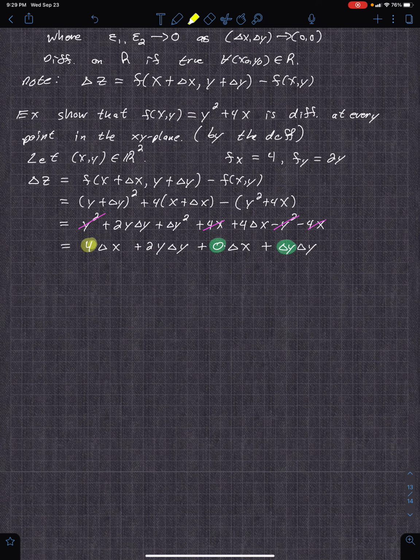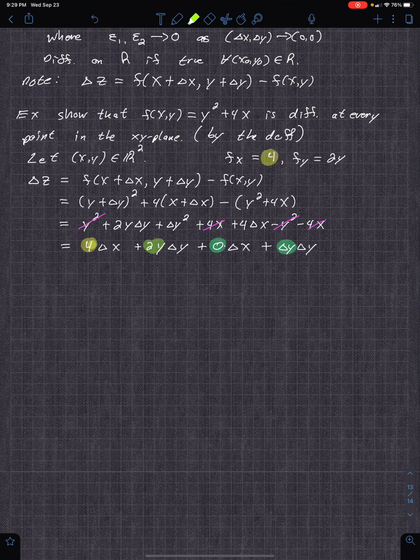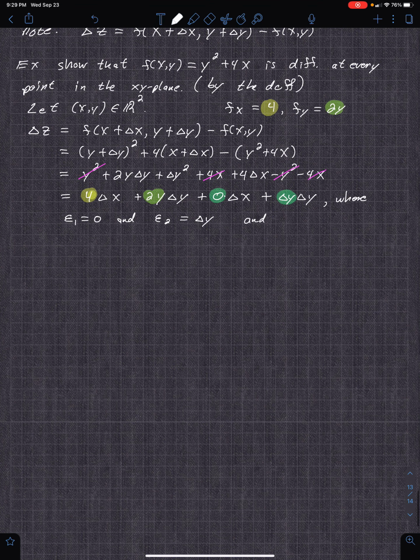There's your partial here, and one more, and there's your partial here. So it's exactly that form above. If you have to, like this, you force it to be that form above. So then you state what they are. Then you say where epsilon 1 equals 0 and epsilon 2 equals delta y. And they both go to 0, and then you finish the statement.